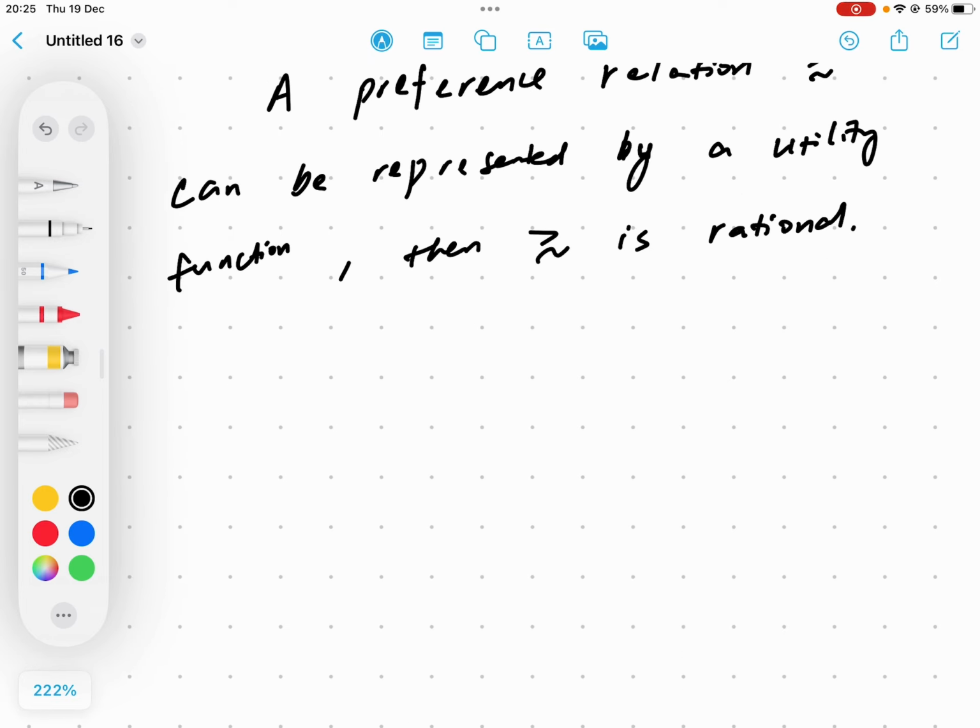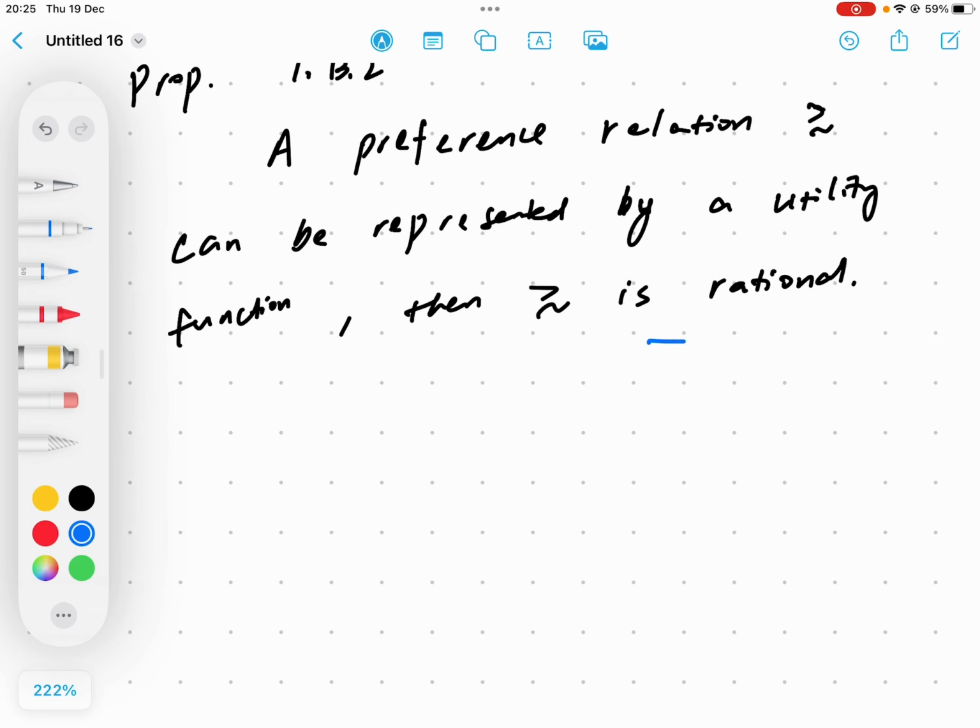Good. So how do we prove this result, or this proposition? Simply, we need to show that if there exists some utility function that represents the preference relation, then this preference relation has to be complete and transitive. So we simply prove it in two parts, complete and transitive. Good, now let's start the proof.